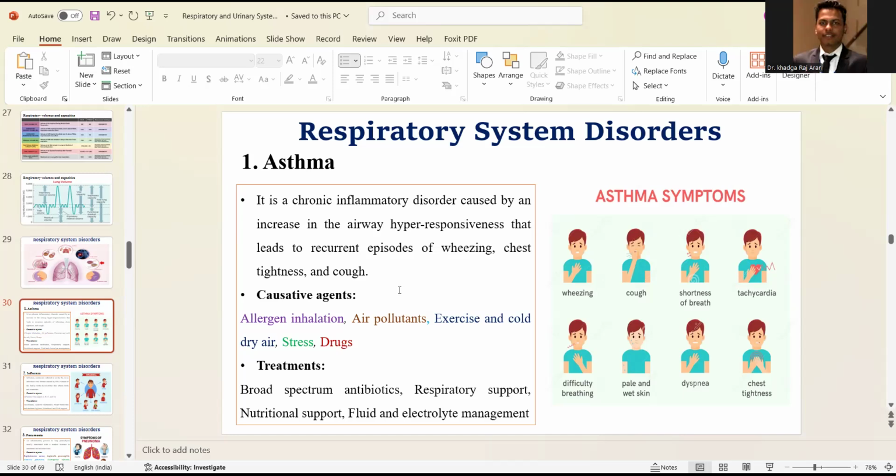For the treatment of asthma, the doctor or physician prescribes some broad spectrum antibiotics, beta 2 agonists like salbutamol, terbutaline, or some respiratory support therapy, and nutritional fluid and electrolytes as supportive therapy.